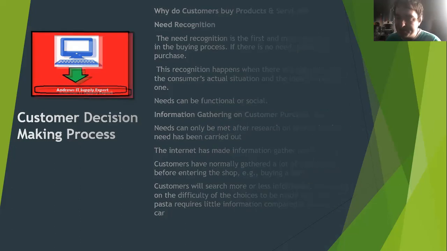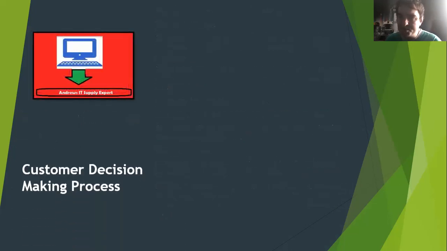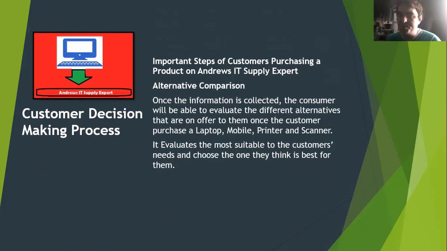Okay, so next slide. The customer decision making process. Now, the important steps of customers purchasing a product at Andrew's IT Supply Expert. So the alternative comparison. Once the information is collected, the consumer will be able to evaluate the different alternatives on offer to them, once the customer purchases a laptop, a mobile phone, a printer, and a scanner. They evaluate the most suitable to the customer's needs and choose the one that they think is best for them.